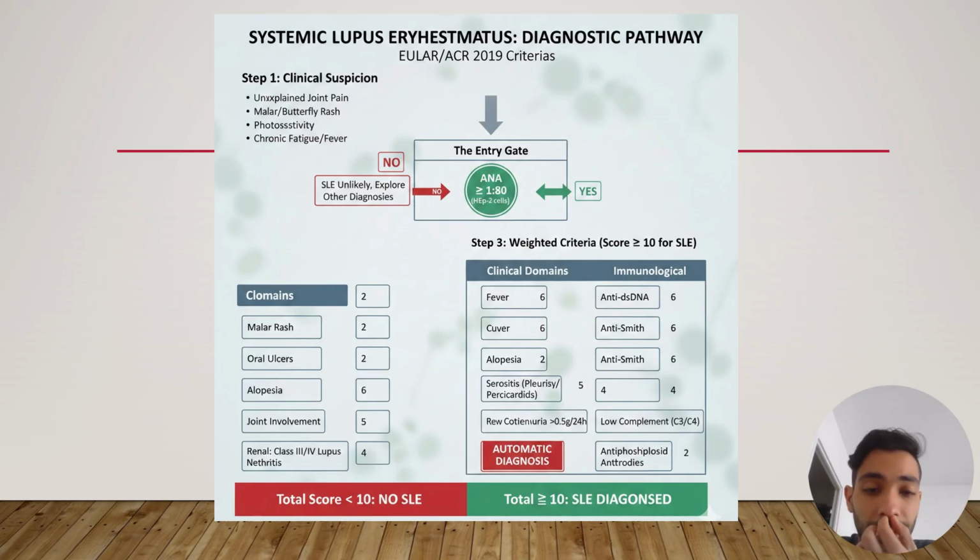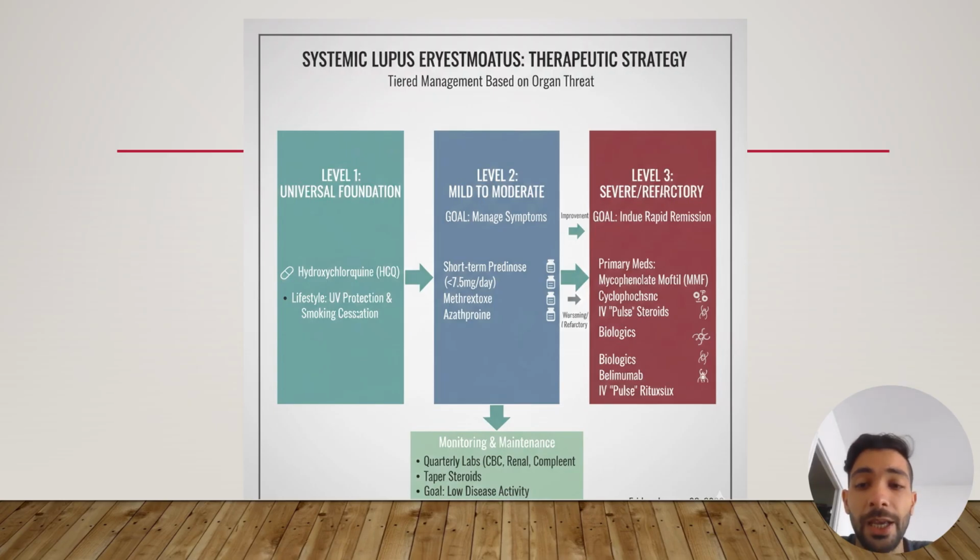To conclude this diagnostic pathway, to reach a definitive diagnosis, the patient must score 10 points or more with at least one clinical criterion met. This weighted system ensures we're not just reading a lab result, but treating a person with clear clinical manifestations of the disease. And once the diagnosis is confirmed, our goal shifts to management.